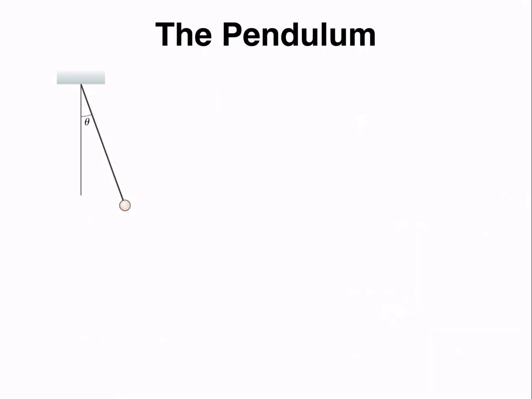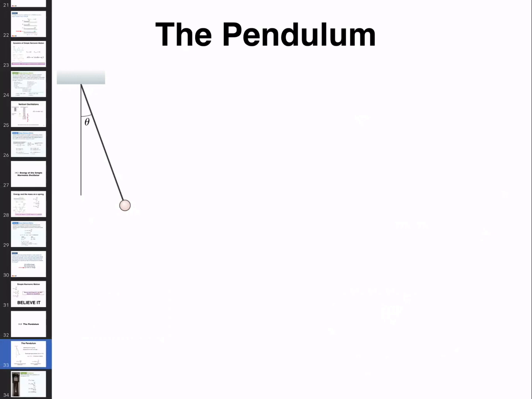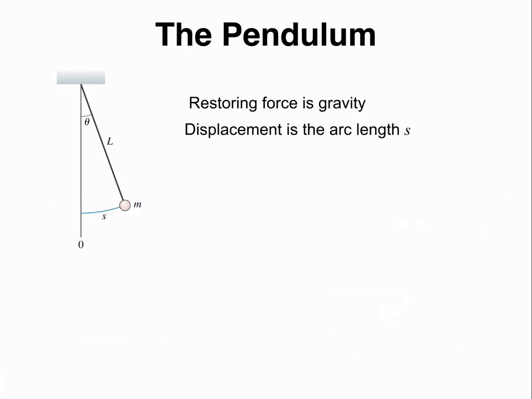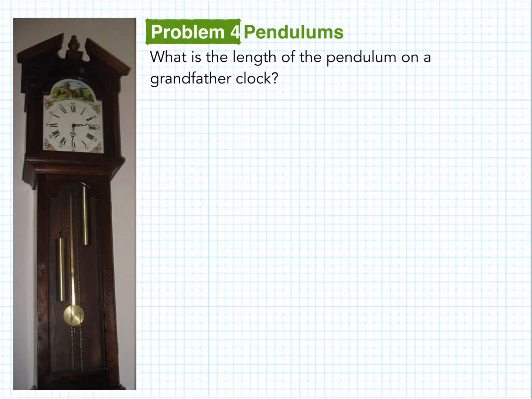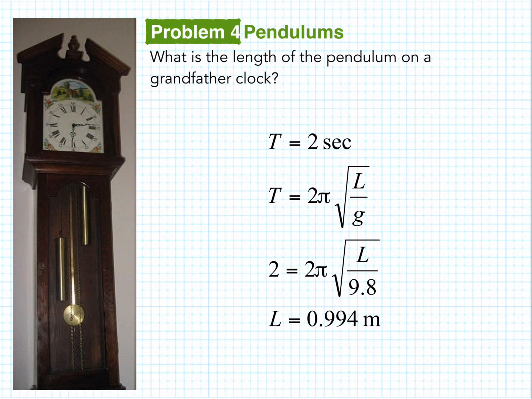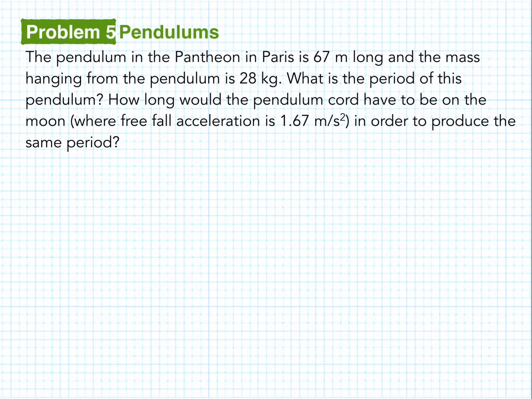Okay, so remember, frequency is once again independent of amplitude. So if we want to know the pendulum on a grandfather clock, let's say we go tick-tock, that takes about 2 seconds. All right, you plug this in, solve for L. Turns out it's about 1 meter. And if you've seen one of these clocks, they are about 1 meter.